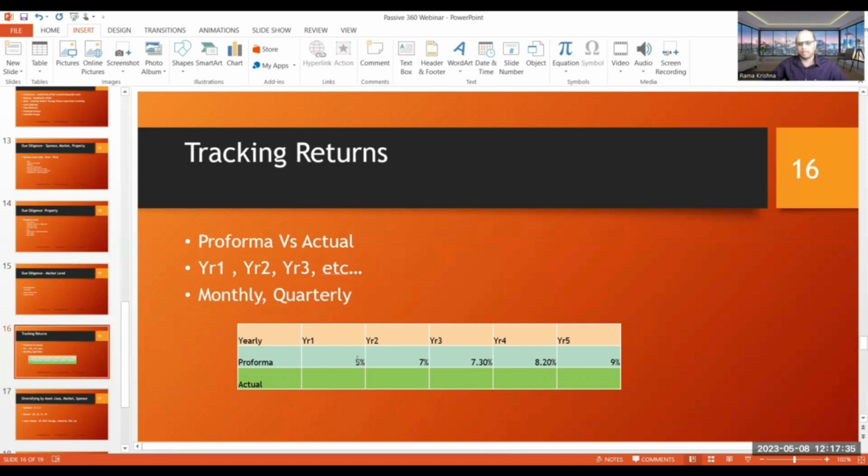So you plug in your data like yearly cash flow, cash-on-cash for each year. Then you can update your actuals also in an actual column, and track and compare. If there is a discrepancy, you can ask the sponsor why there is a discrepancy. You projected 5%, but why are we getting only this much? So you can ask questions to sponsors.